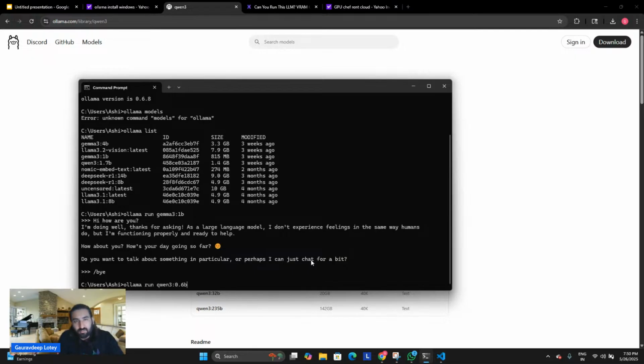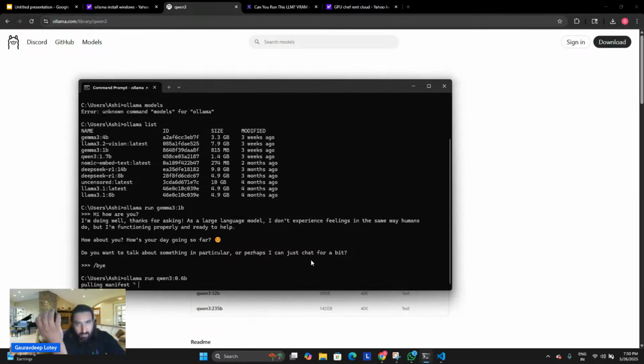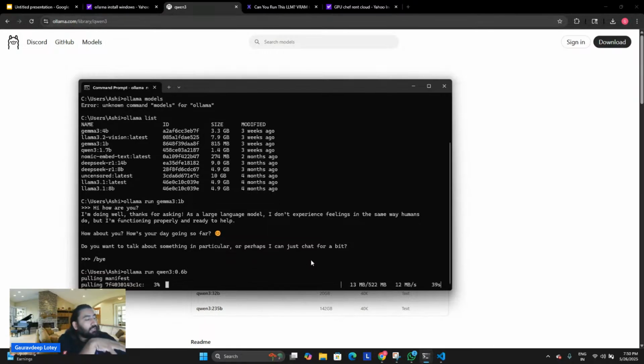If I do not have this model, it will first download it before it can run, which is where pulling manifest comes into the picture. It will pull the image from the internet, store it on my local machine, and this is how you download models from Ollama. Ollama space run space the model name. After the colon it specifies how big the model is, 0.6 billion model. I simply download it, and since it is a 500 MB model, it will quickly download for me.